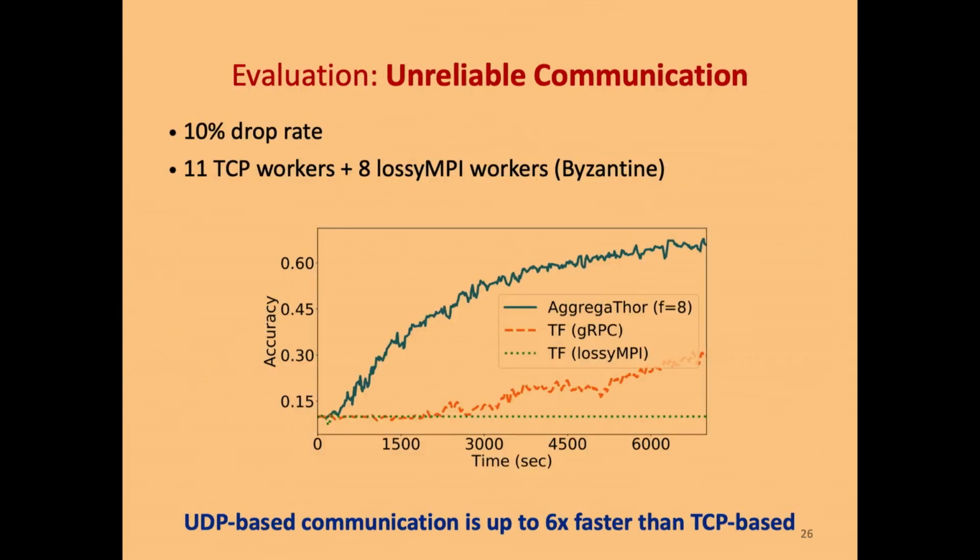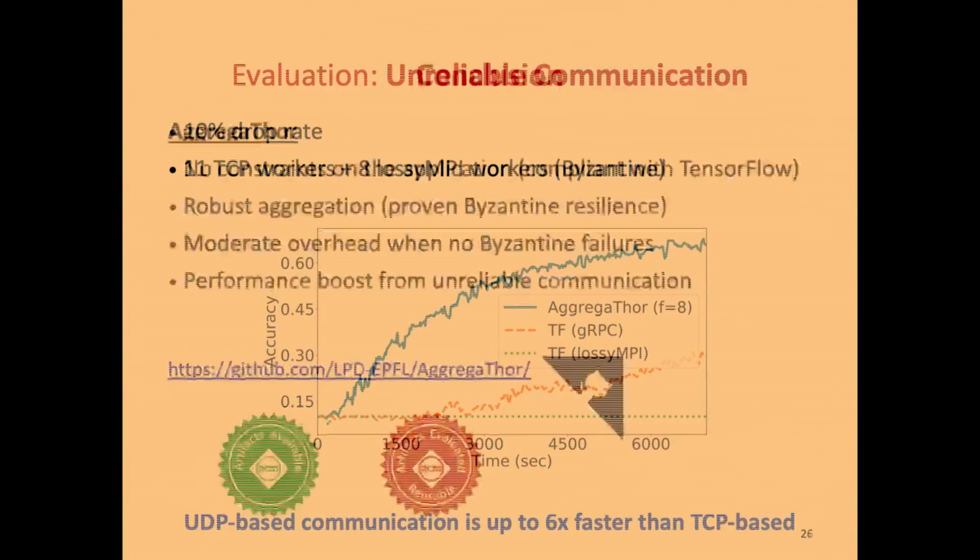And the last experiment I would like to show you is the performance boost that we can get by exploiting an unreliable communication protocol and viewing problems in the network as a form of Byzantine failure. So here we use the same setup, and we have 19 workers, 11 of them are using gRPC, and 8 are using our lossyMPI protocol that I described before. So there are 8 Byzantine workers, and as you can see, for a 10% drop rate that we artificially injected into our network, we can get up to 6 times faster than the TCP-based approach.